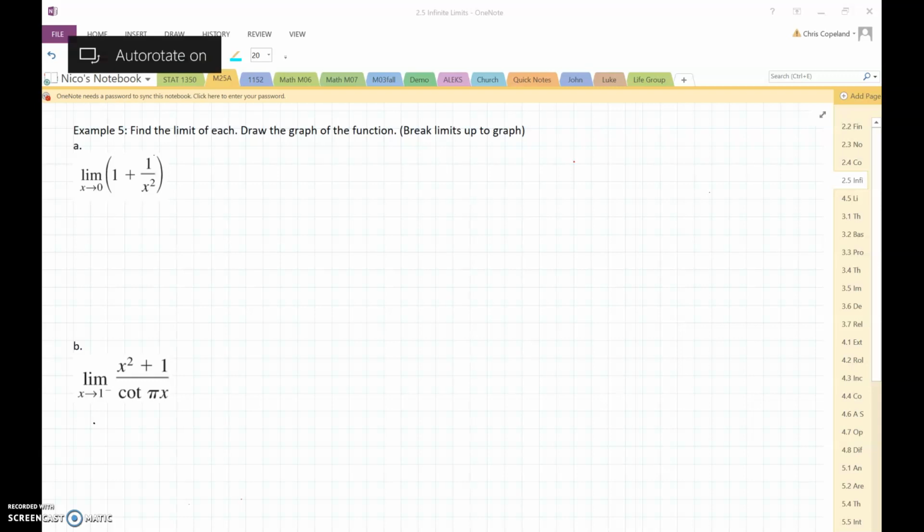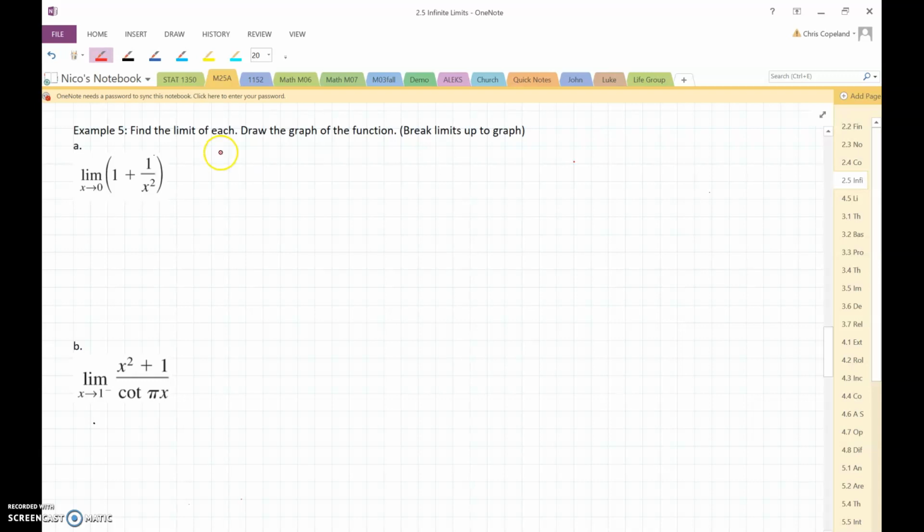Example 5. Find the limit of each. Draw the graph of the function. So if we look at part A here, we have the limit of 1 plus 1 over x squared as x approaches 0. So for all of these, we're going to use a graphical approach.